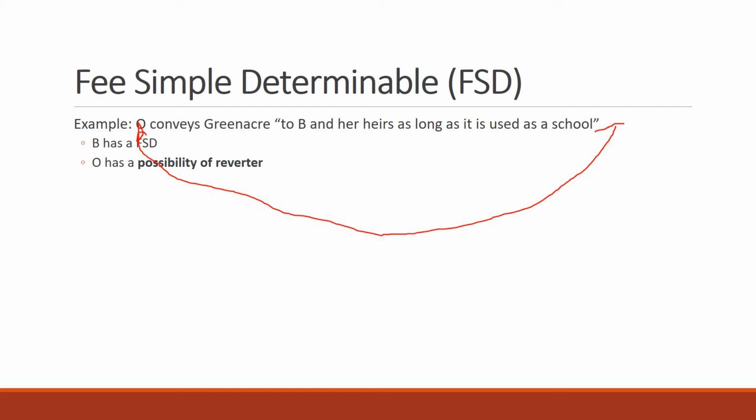Now, we're going to talk about future interests in a few, but just as a preview, a possibility of reverter is a future interest that automatically becomes possessory on the happening of a stated condition, or if a stated condition doesn't happen, right? So it becomes automatically possessory if this event occurs. So that is a fee simple determinable.